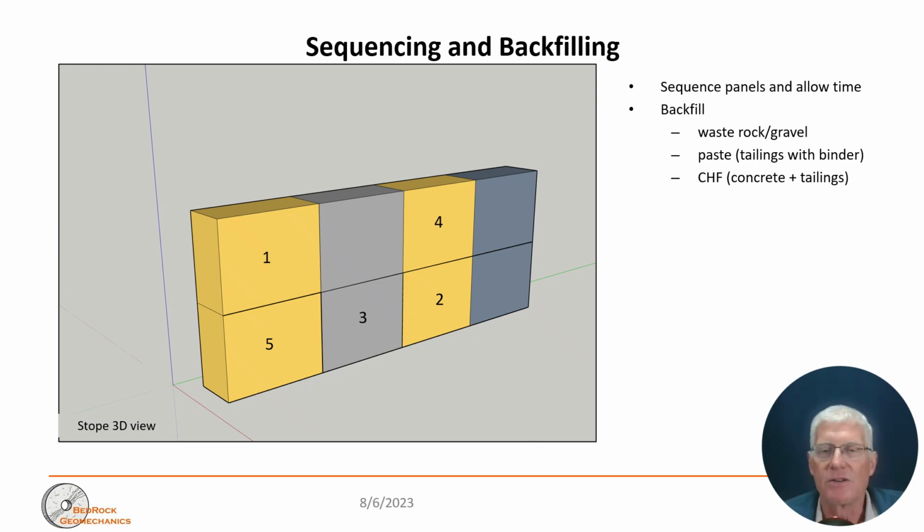Then the other things you can do, sequencing and backfilling. So backfilling I'll mention first. It does help to fill in your stopes, makes it a lot safer after they've been mined, and typically the obvious thing is fill them with waste rock or gravel. You can also use something that's a little bit stronger, so you can take tailings and put them together with some kind of binder, and sometimes that's called CHF, where there's concrete plus tailings mixed together and then poured into the open stopes after mining.